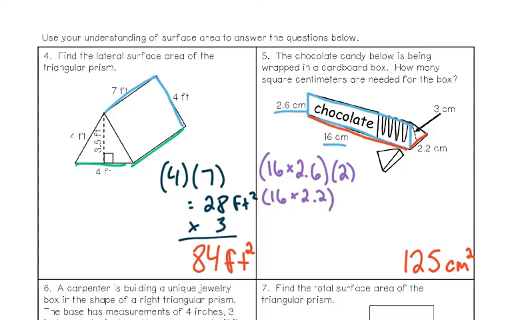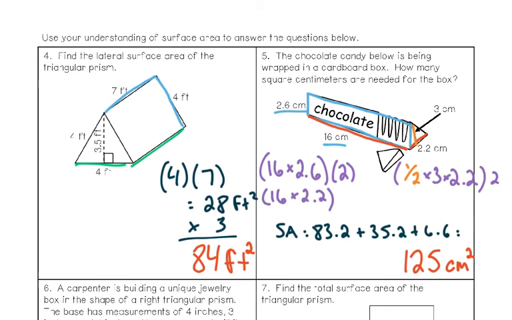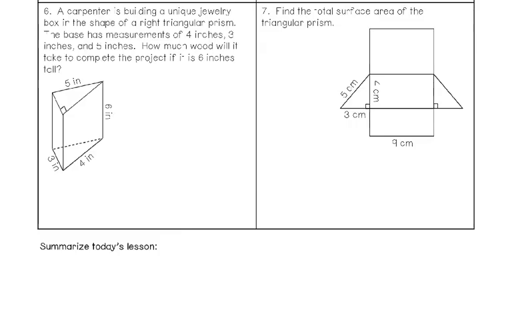I know the formula for area of a triangle, 1/2 times the base times the height. The base of the triangle is 2.2 centimeters. That's the red line. The height is 3 centimeters. So I'm going to plug those values into my formula. Since there's 2 of them, I'm going to multiply the whole thing by 2. When I evaluate my expressions, I end up with 83.2 plus 35.2 plus 6.6, and I end up with 125 centimeters squared. Go ahead and look at the next 2. Pause the video now and press play when you're ready to check.